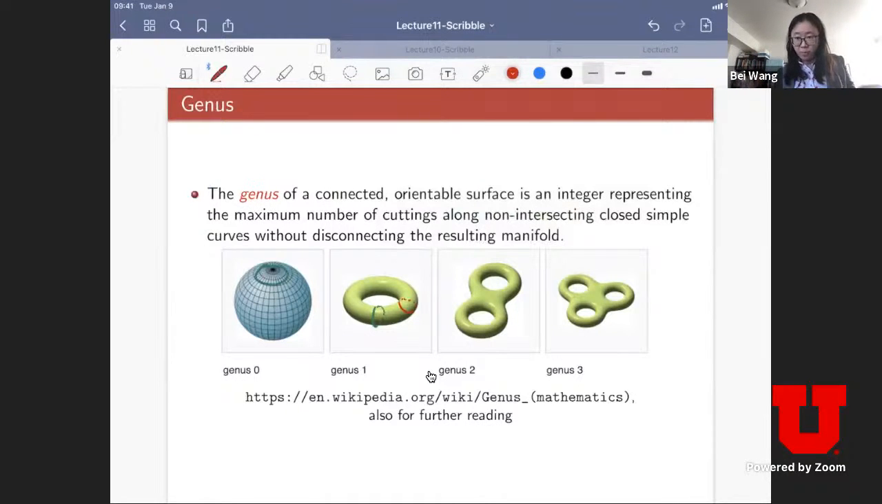For genus 2, a double torus, if I cut it here and here, I'm not disconnecting it. But if I do one more, I'm disconnecting the surface, and so on. For genus 3, you have a different way. You can glue it also like this, or what is shown here. Either way, there are a maximum of 3 cuts I can make without disconnecting it. So there's an interesting relationship between the genus of my orientable surface and Betti 1, the rank of the dimension 1 homology group.